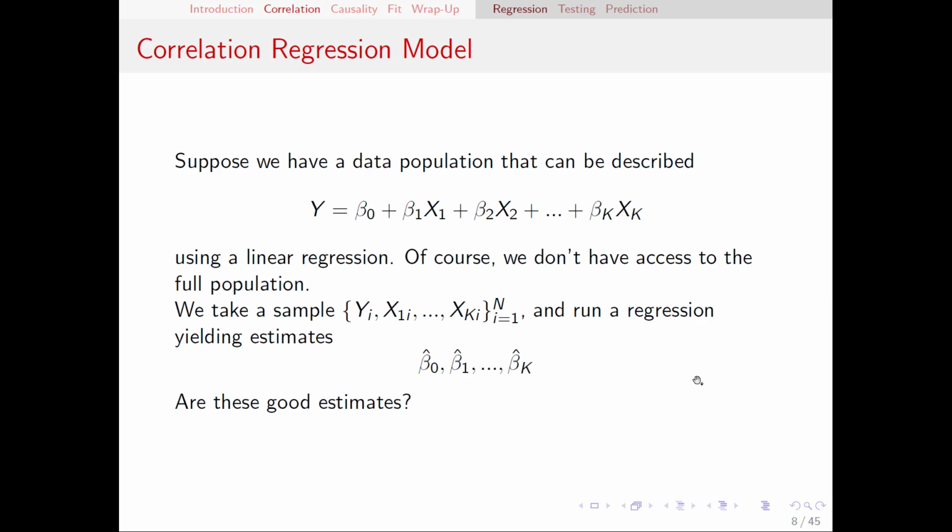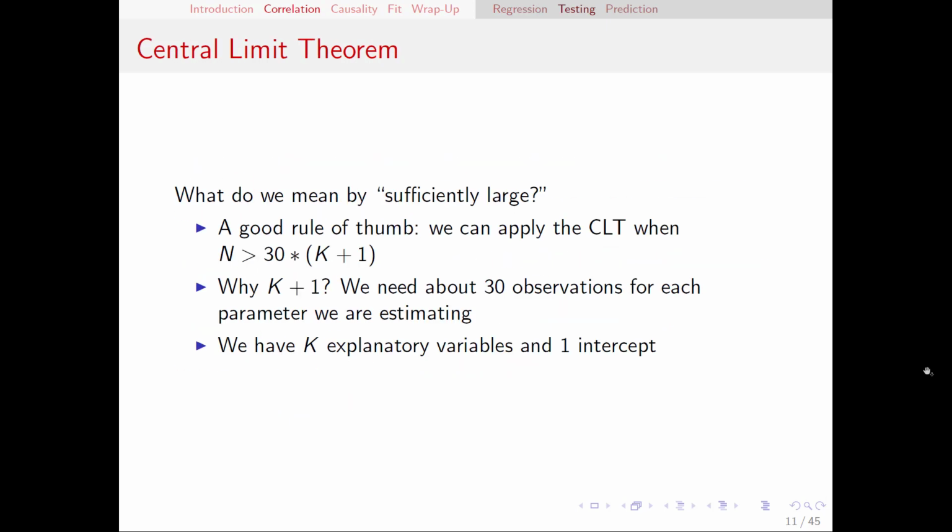If we go back to our equation here, we're estimating beta naught, we're estimating beta 1, beta 2, beta 3, all the way up to beta k. So we have k parameters to estimate for k variables, plus one more for the intercept. So what we're going to need to apply the CLT is to have n at least as big as 30 times k plus 1, where k is the number of explanatory variables we have, and the 1 is there for our intercept term, our beta naught.